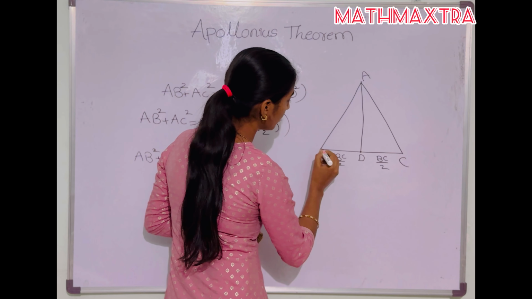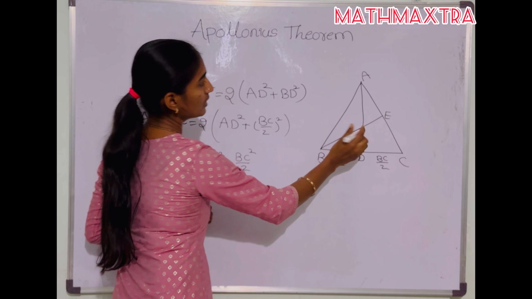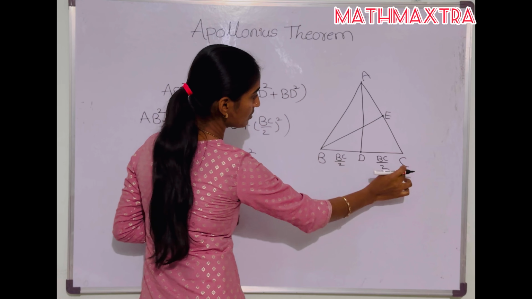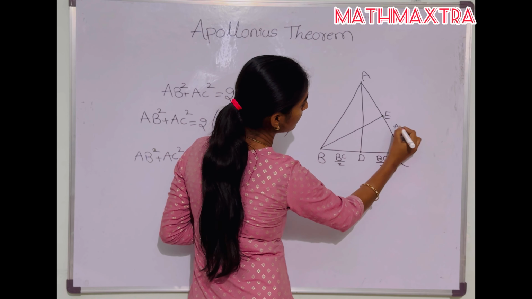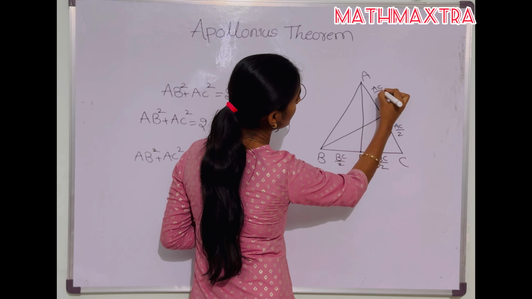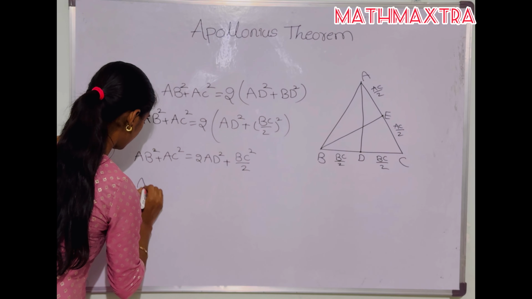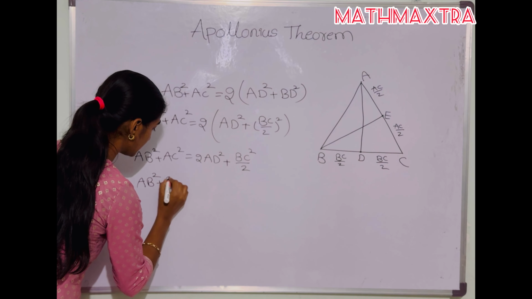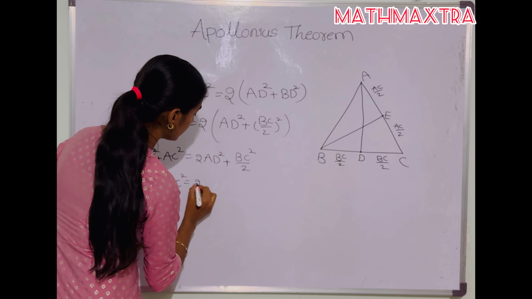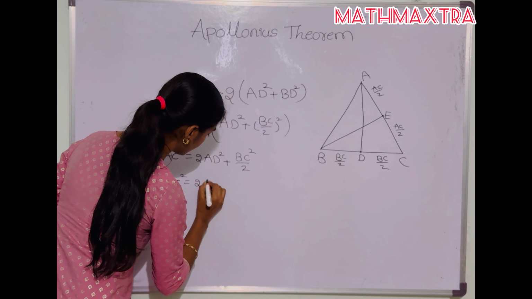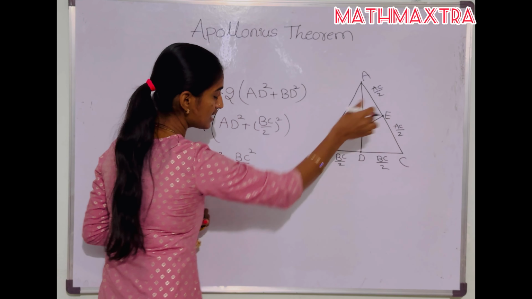If you draw another median, this is B. What happens? From these two sides you have to consider BA and BC. This is AC by 2 and this is AC by 2. So how can you represent? AB square plus BC square is always equal to what? 2 times of, what is the median? BE, right? So BE square plus AC square by 2.